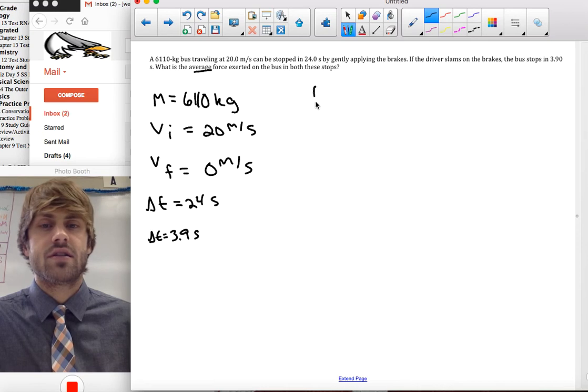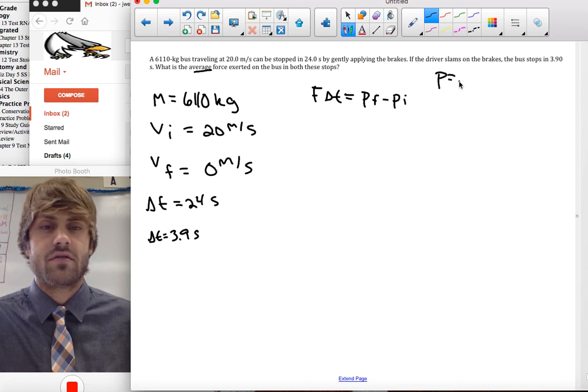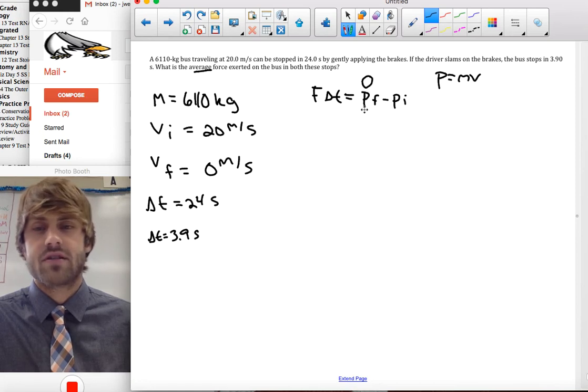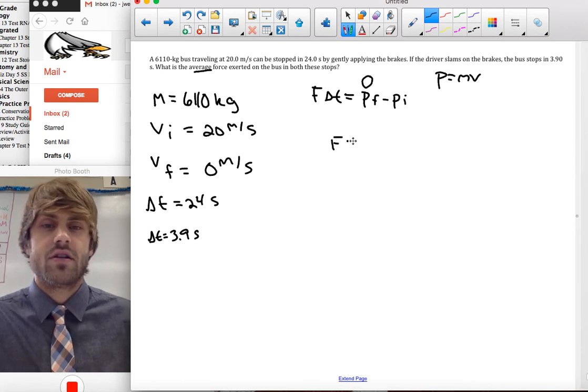So again, we're going to use that same base equation we started with last problem. We have force times change in time is equal to change in momentum. Momentum is P, and is equal to mass times velocity. If I have a velocity of 0, my momentum is going to be 0. So in both of these instances, my final momentum is 0. So change in time times force is going to be equal to just negative momentum initial.